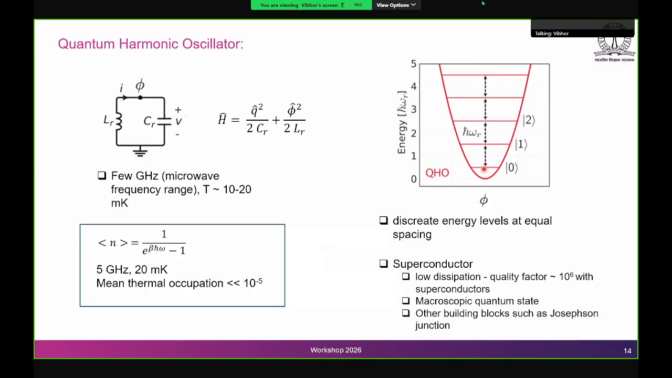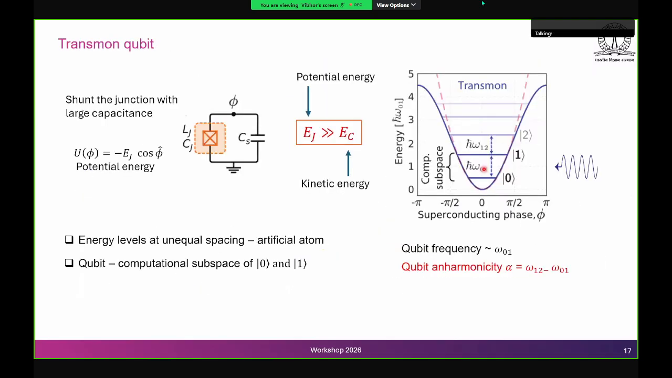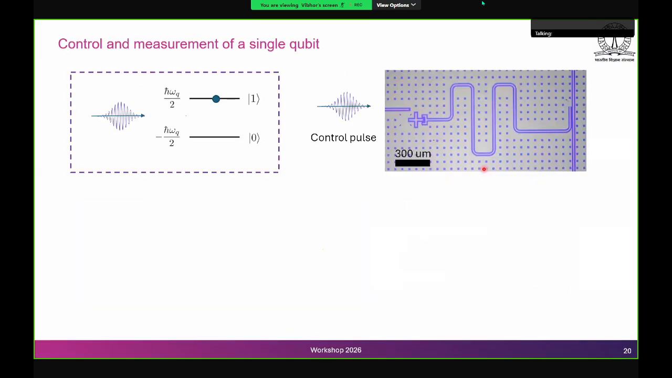So initialization to the ground state is easy. You just wait long enough and it will relax to the ground state. That's an easy way of initializing it to the ground state, as long as you meet the criteria: the temperature is low and the frequency is high.